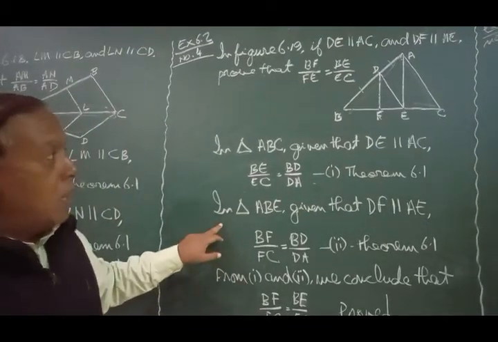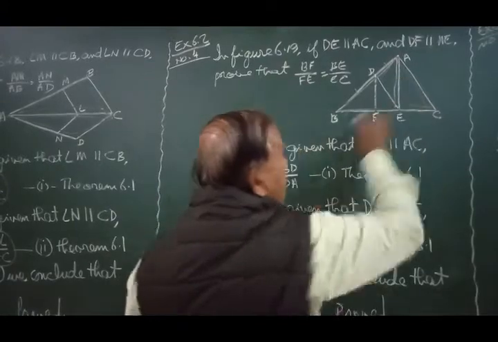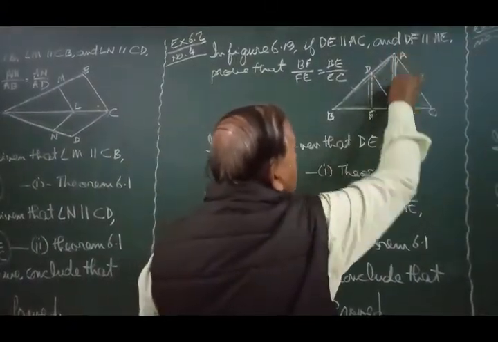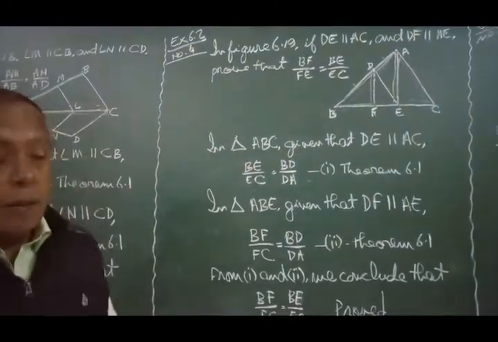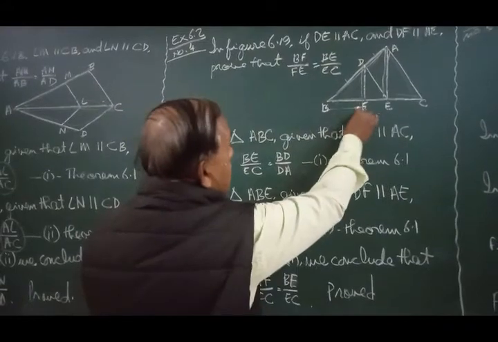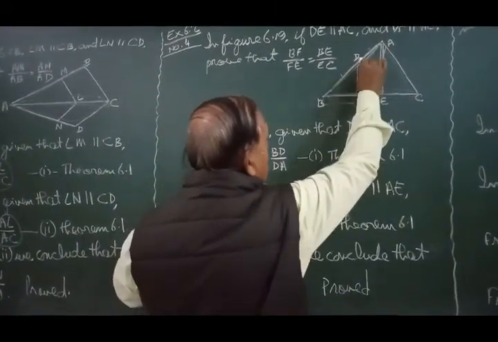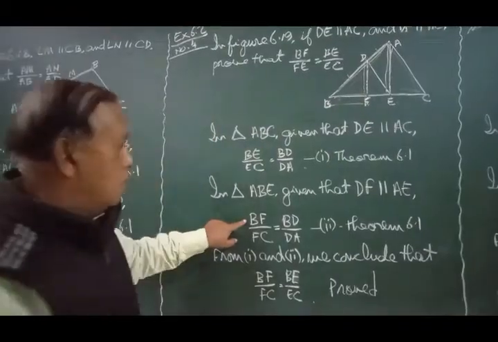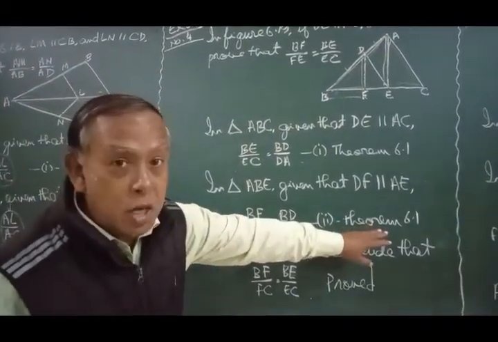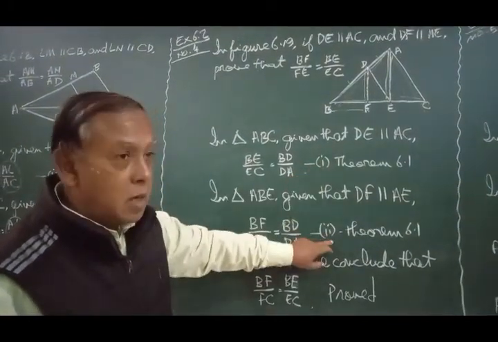In the second one, ABE, we have the second one. DF parallel to AE, and therefore we have BF upon FC is equal to this number, second one. And therefore BD upon DA, that is again according to theorem 6.1. So first conclusion, second conclusion.